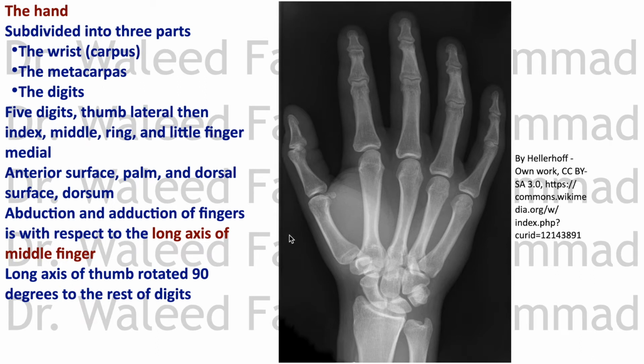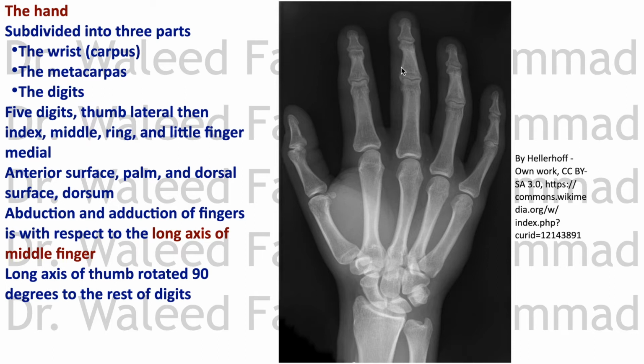We have, of course, five digits: the thumb lateral, then the index, middle, ring, and little fingers, or we start counting from the thumb being the first. The anterior surface is the palm, and the dorsum is the dorsum of the hand. Abduction and adduction of the fingers is in respect to the long axis of the third finger, which is the middle finger. Remember, in the foot, it was the second toe, but here it's the third finger, or the middle finger.